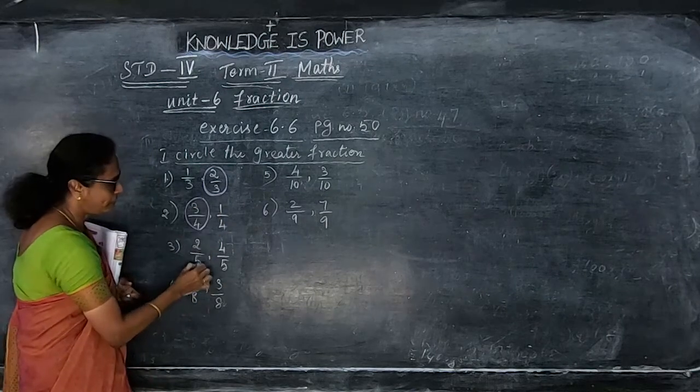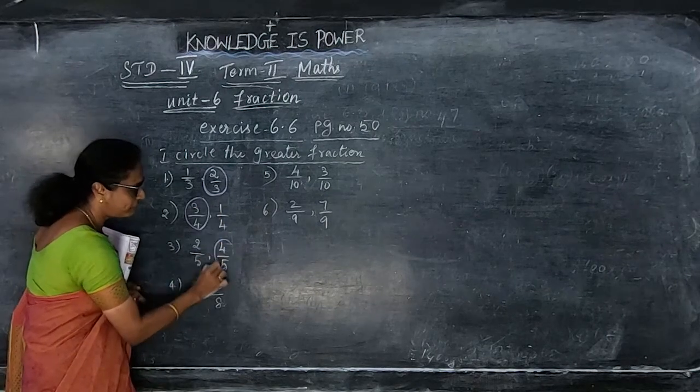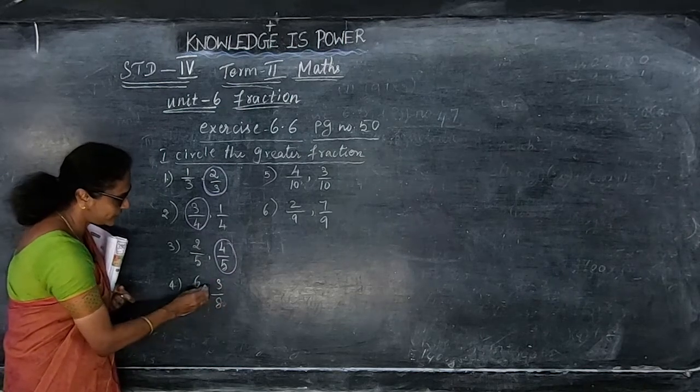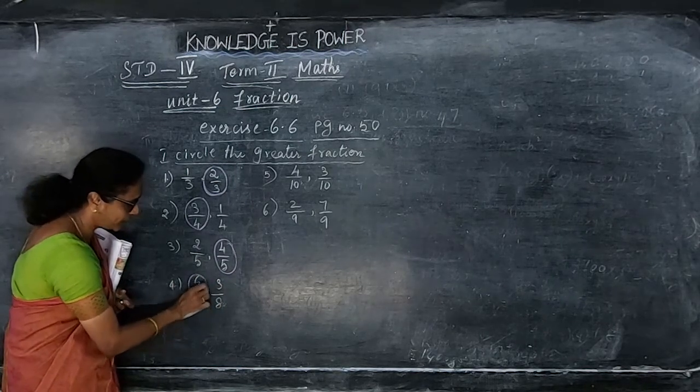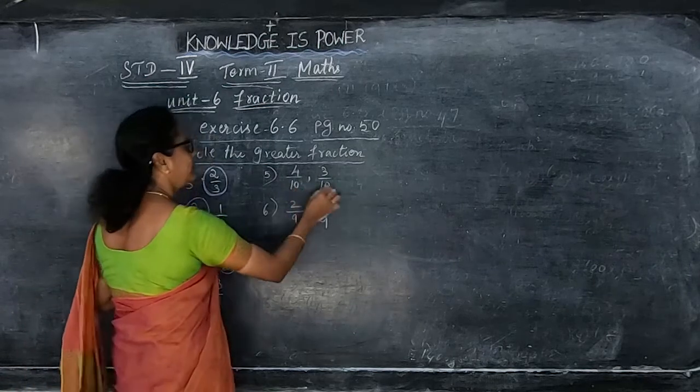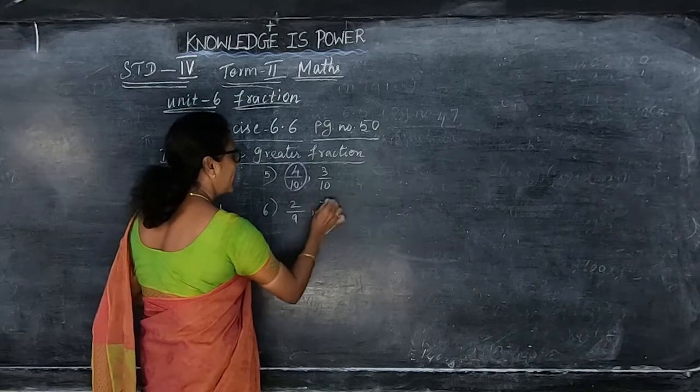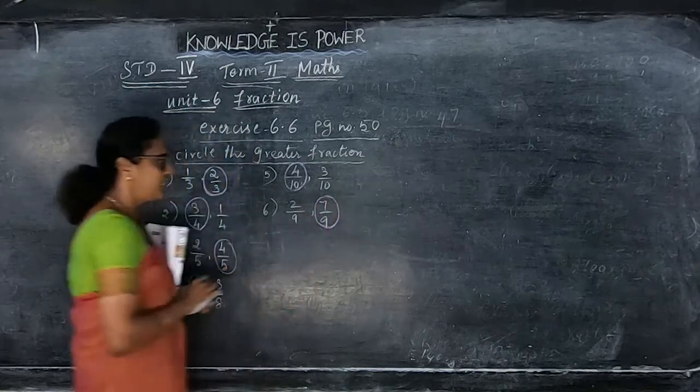Then 2 by 5, 4 by 5. 4 by 5 is greater. 6 by 8, 3 by 8. Compared to 3, 6 is the greater. So 6 by 8. Then 4 by 10, 3 by 10. You can circle 4 by 10, it is greater. 2 by 9, 7 by 9. 7 by 9 is greater.